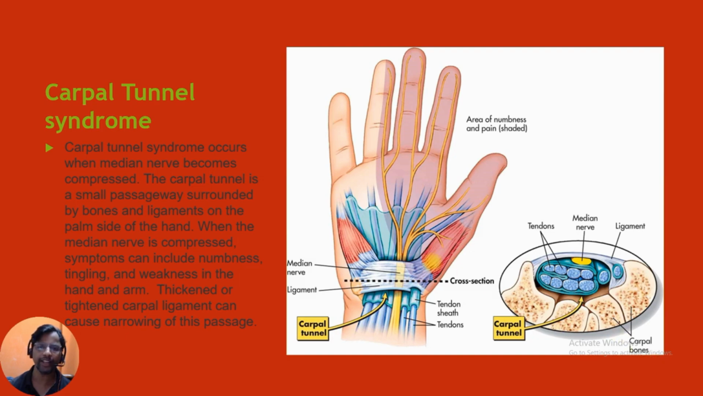Now we need to understand why this carpal tunnel syndrome occurs. Basically, this is the ligament, the carpal ligament. If this ligament becomes thickened and tightened, it will compress this median nerve. Because of this compression, the patient will have numbness as well as tingling.